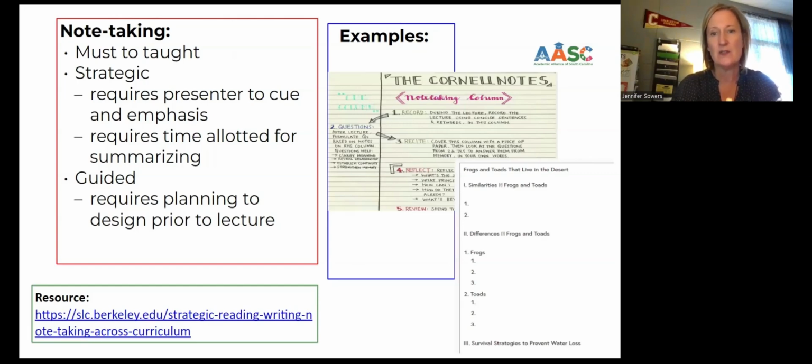I am a fan here for the notes that I like to give and get my teachers to give to the co-taught kiddos, which are more like the ones about frogs and toads that live in the desert. So we're first going to have the similarities. They're going to jot down 1 or 2 of those. We're going to talk about the differences. So what's different or special just about the frogs, then what's special just about the toads, and then their survival strategies. Those are skeleton. The kids don't have to do all the writing.